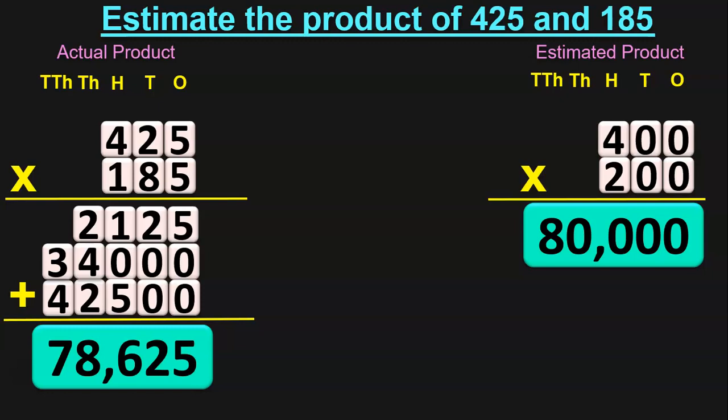So hope you understood how you round off the number to their nearest 100 and check if the actual product is almost close to the estimated product. Let us do more examples now. Estimate the product of 336 and 469. Let us first find out the estimated product.